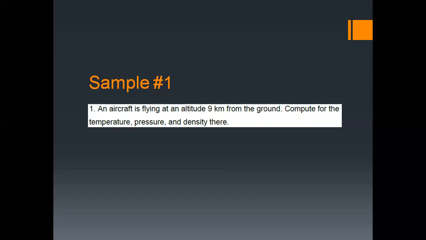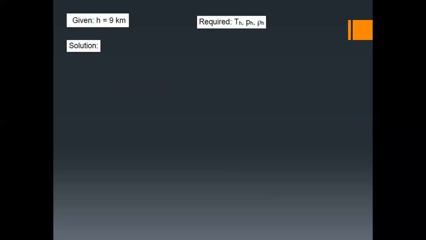So, for now, i-solve muna ninyo yung sa slide natin at sa video natin. So just pause the video and try to solve, then check mo na lang kung tama yung sagot mo. So, an aircraft is flying at an altitude of 9 kilometers from the ground. So, compute for the temperature, pressure, and density there. Given yung height, isosolve mo lang yung temperature, pressure, and density mo. So, you're given the height in kilometers and required mo temperature, pressure, and your density at that height.